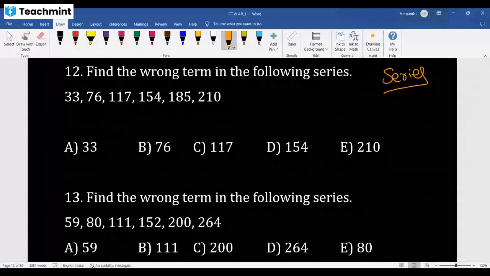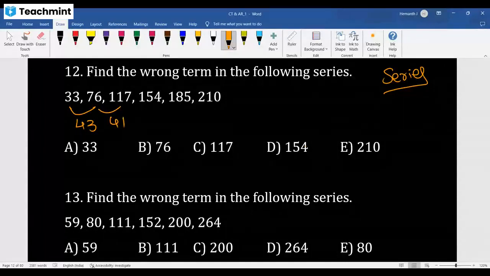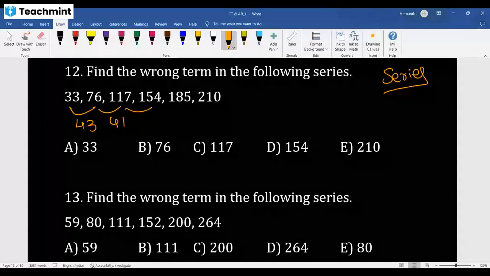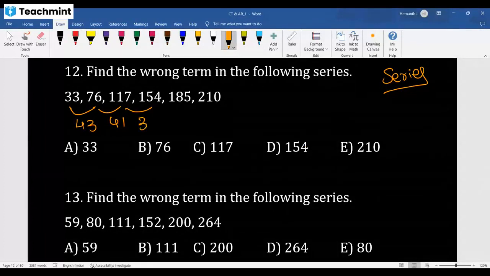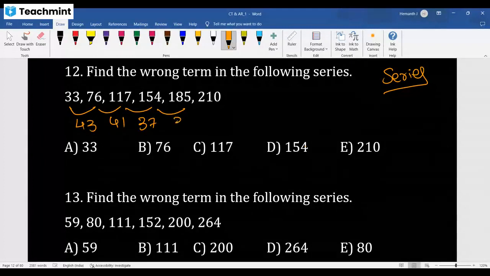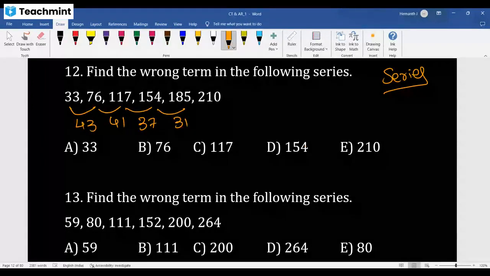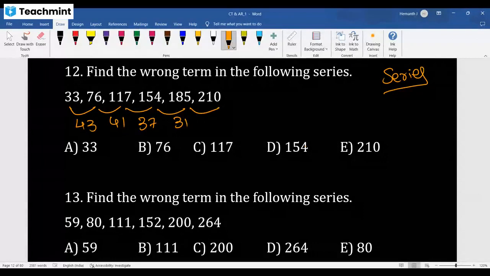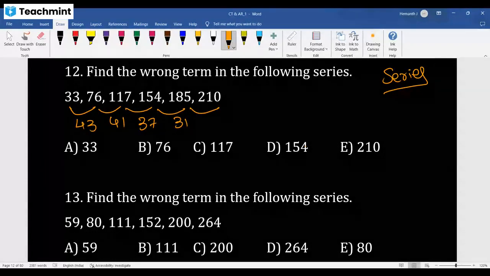So first one, what is the issue? You just check it out. What's the odd one out here? Wrong term, wrong term. So you may take differences. What's the difference here? 43. Then difference is 41. Then difference 37. Right. Then difference 31. Then difference, how much here? 35 or 25, right?